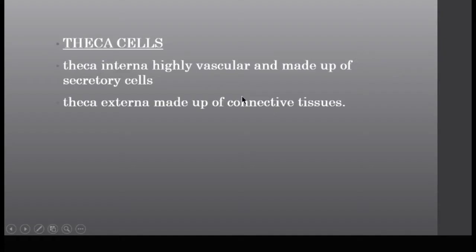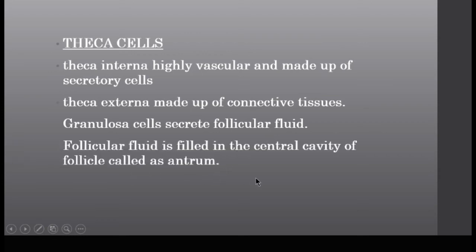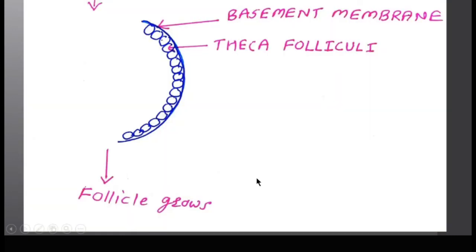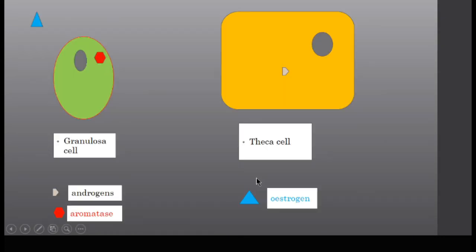So the theca interna is a highly vascular part, as we have seen right now. Theca interna is the inner region of the theca folliculi. It is a highly vascular part, and it is made up of secretory cells, as I told. And the theca externa is made up of connective tissues. And these granulosa cells are responsible for the secretion of the follicular fluid, and this follicular fluid is deposited in the antrum. That is also the central cavity that is found in the ovarian follicle. We have seen this figure, also this figure.